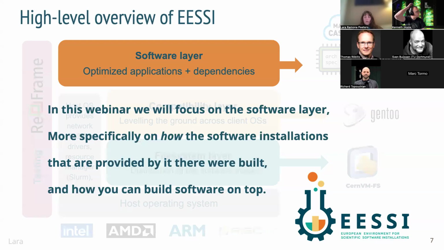So today we'll be focusing on the software layer for optimized applications and dependencies. So how to install on top of what is already there in the software layer, but also contributing your own software so that you don't have to install it on every system where you need it, if the software you need can be distributed. And if it cannot, we will show you a number of ways to install it yourself.